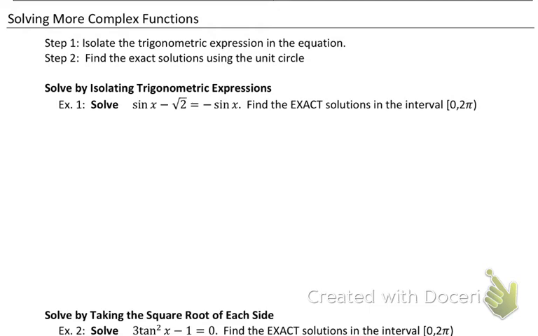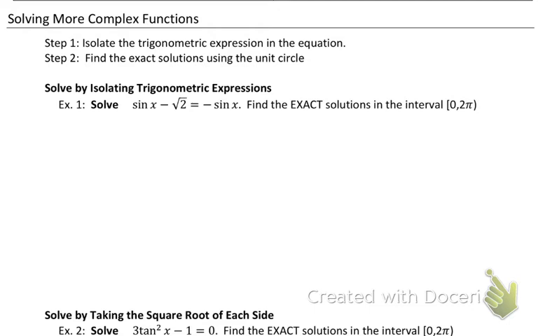I do want to focus on the part that all of this is accessible to everyone. So right now I have sine x minus square root of 2 equals negative sine x. Now my step says, isolate the trig expression. That means I need to get sine x all by itself.